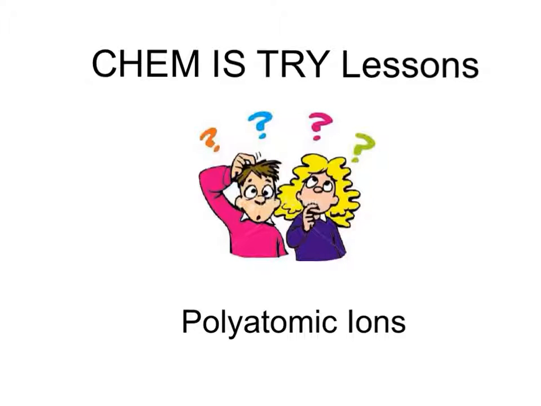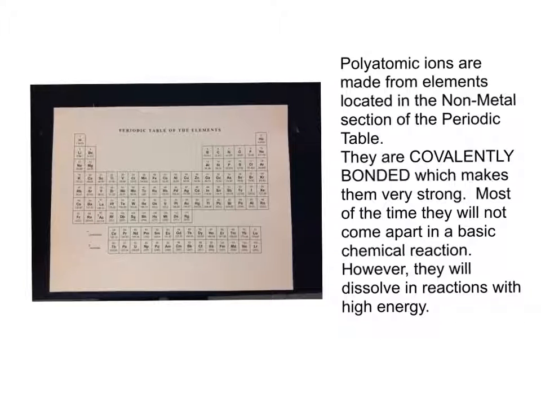Chemistry lessons, polyatomic ions. A polyatomic ion is made from elements that are located in the non-metal area. If we look at the periodic table, those would be these elements that are located right in this area here, okay?